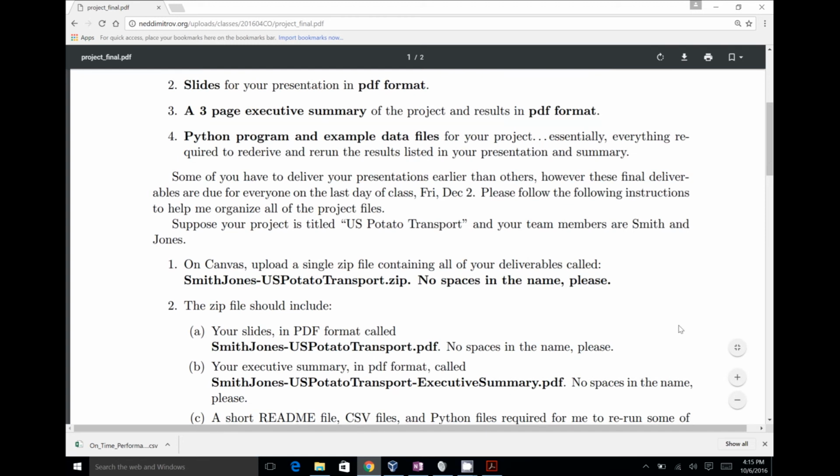So in terms of when things are due, some of you have to deliver your presentation earlier than others. So maybe as much as 3 or 4 weeks earlier because we have Thanksgiving in between as well, okay? However, the final deliverables are due for everyone on the last day of class. So that's Friday, December 2nd. So that means that if you're one of the first teams that goes and you've worked really hard at it at the beginning and you get some hard questions after your presentation, you still have some time to make your project better before you actually turn everything in. And that includes updating your slides or your executive summary or what have you.